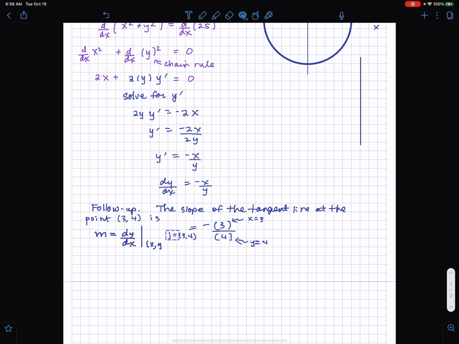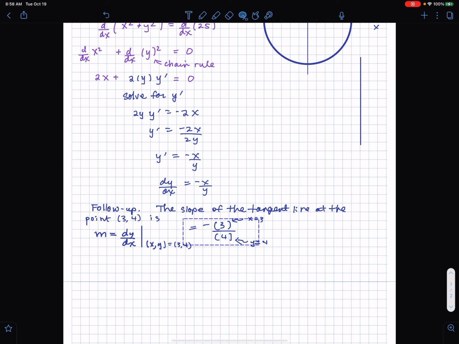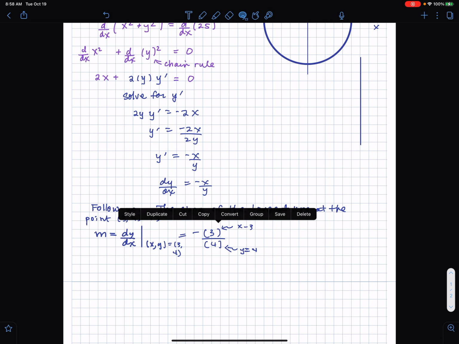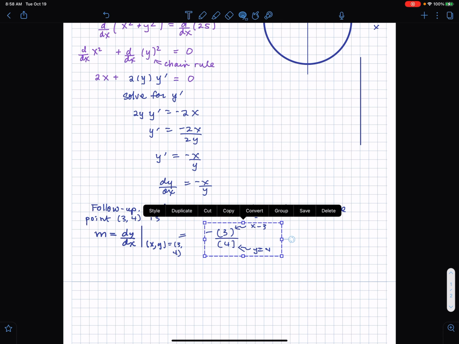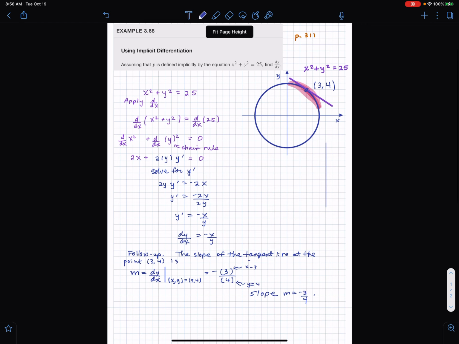But anyway, what I'm trying to express here is that once you put in the numbers 3 and 4, it's no longer dy dx. It's dy dx evaluated at 3, 4. So the slope m equals negative 3/4.